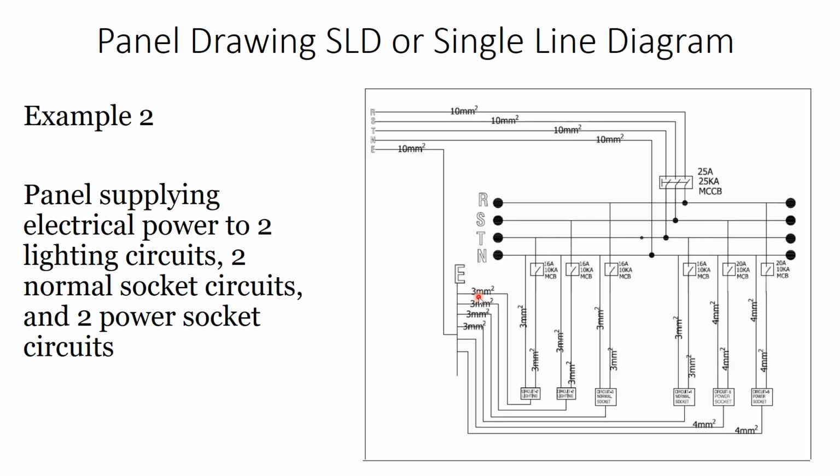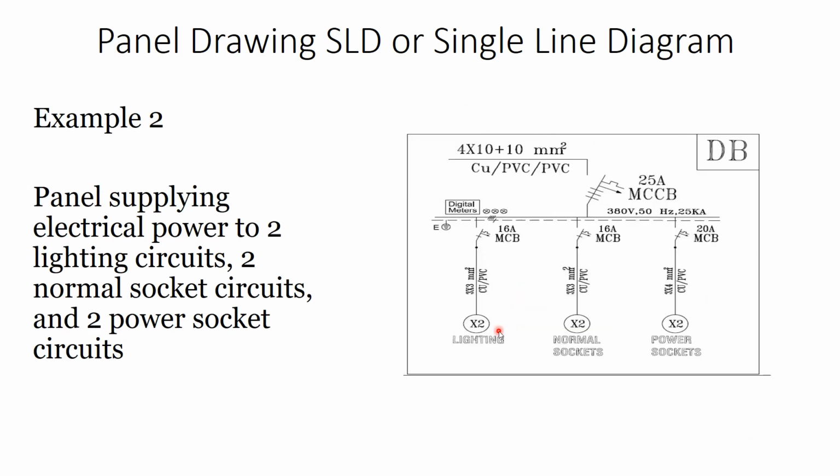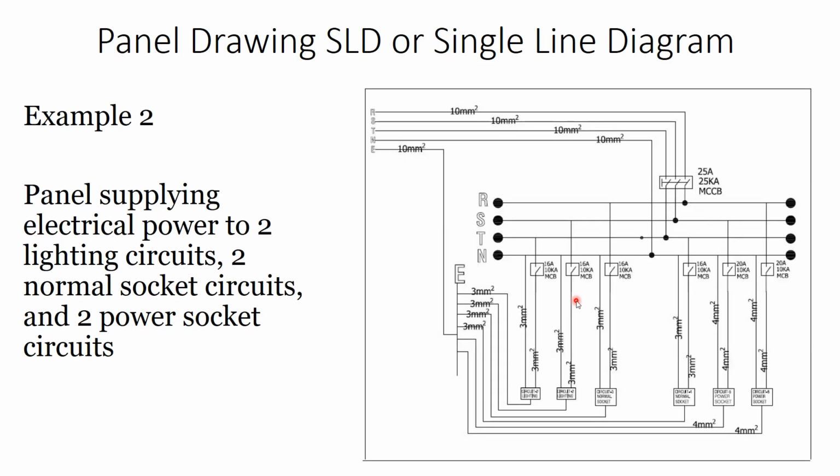So how many lines do we have? We have 1, 2, and 3. So you can see here 3 multiplied by 3 millimeter square. What does this mean? The 3 multiplied by 3 means that we have a phase of 3 millimeter square, a neutral of 3 millimeter square, and an earthing of 3 millimeter square. Similar to here, 3 multiplied by 3: 1 phase, 1 neutral, and finally the earthing.